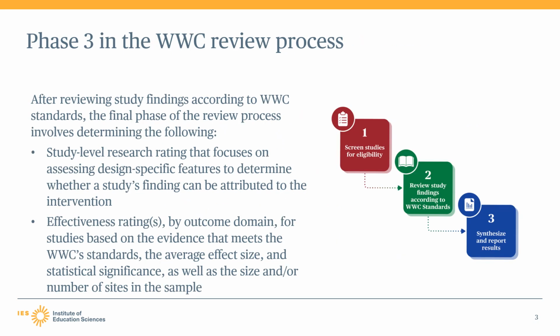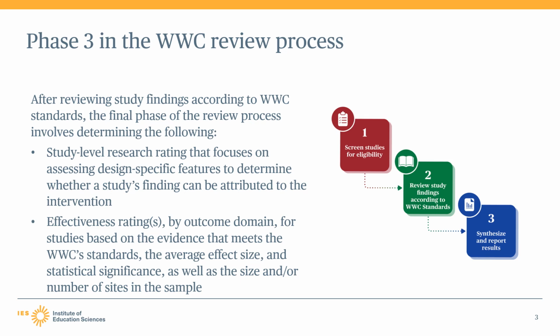Recall that the WWC's review process consists of the three general phases shown here. Prior modules in this training series covered the first two phases, which included screening studies for eligibility and reviewing study findings according to the WWC standards. In this third and final phase of the review process, the WWC will determine study-level research ratings for all studies that have been reviewed. And for any reviewed studies that meet standards, the WWC also will determine an effectiveness rating for each outcome domain in the study.